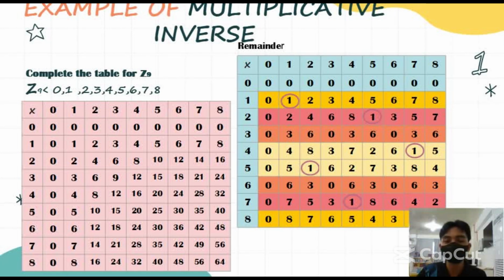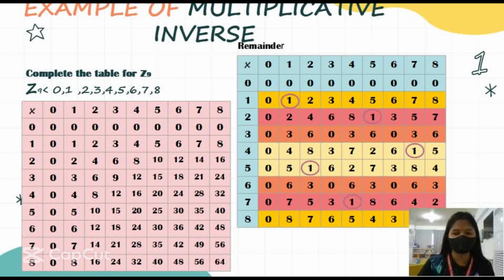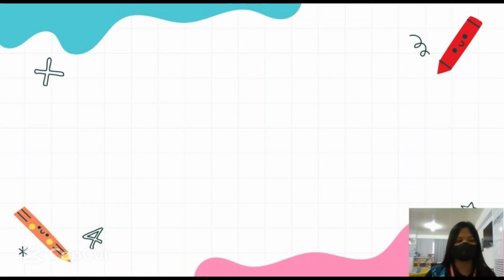So now for the example of this in finding the value of x using this table, Kisha Kate Asuncion will discuss to you the example. Hello, I am back again, and now we'll proceed to the solution of finding the x using the Z table.